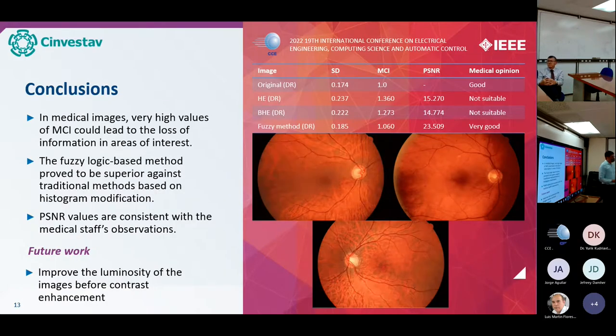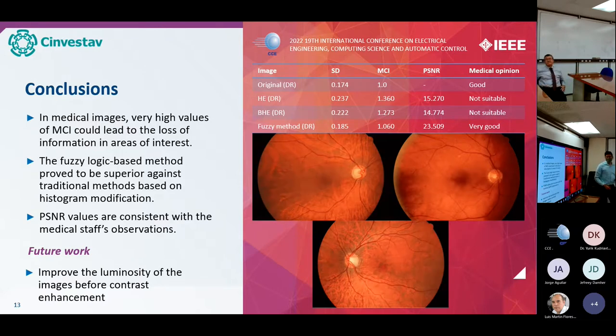Well, all the processed images were presented to medical opinion, and in general they said that the original images were good. However, the image processed with our method was very good because it improves the contrast without having the brighter parts on images. And in their opinion, the histogram and bihistogram equalization are not suitable for this kind of image due to the brighter parts of the images.